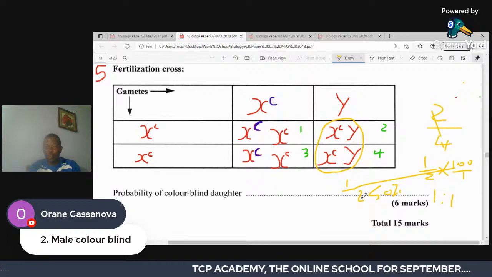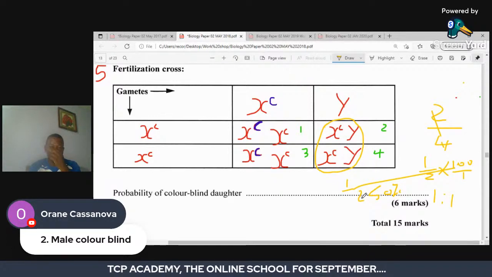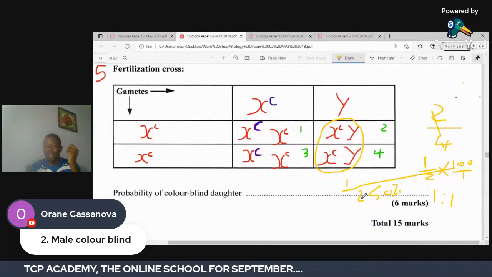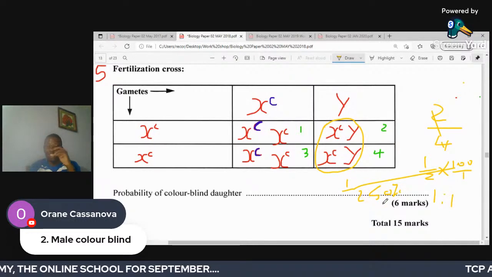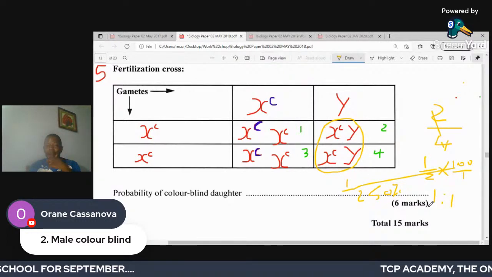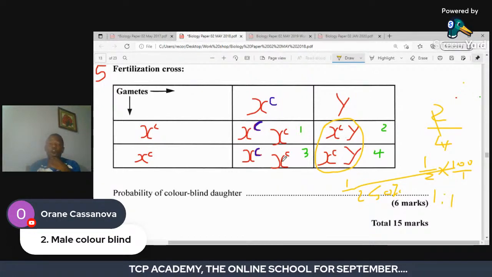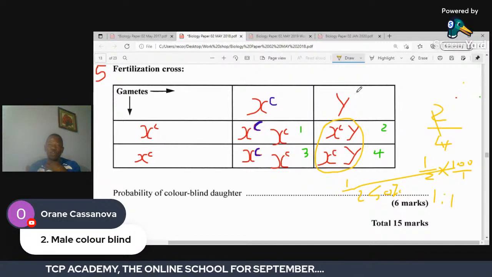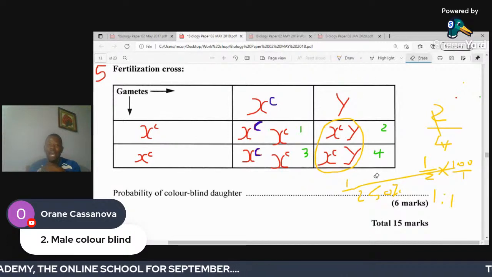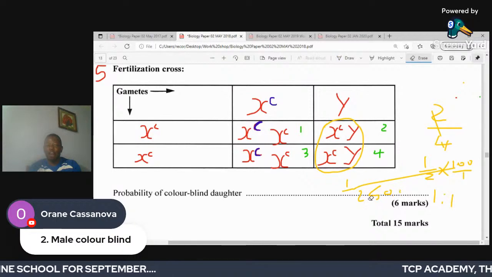the 1 in 2 means. You can't just write 1 in 2, or 1 to 1, or 50%. You must say that there is a 1 to 1 ratio of whatever it is here. You are going to interpret the phenotype. Also be reminded that you could be asked to give the probability of genotype.